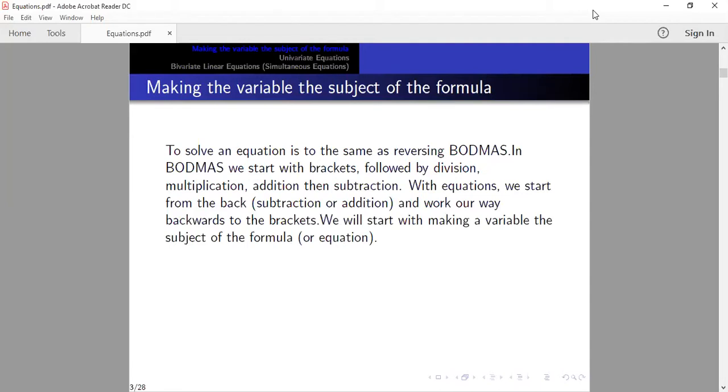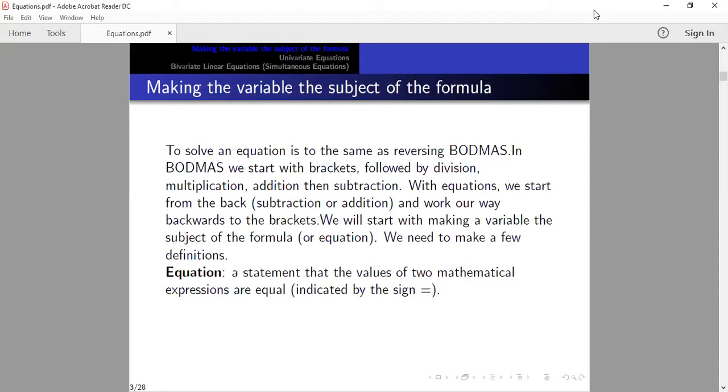Now, we do what I call reverse BODMAS. So, our reverse BODMAS is the way we'll be using to deal with solving equations. It's not in general that every equation will be solved like this, but for linear equations, which is what we'll be dealing with, this is how we'll be solving the equations.